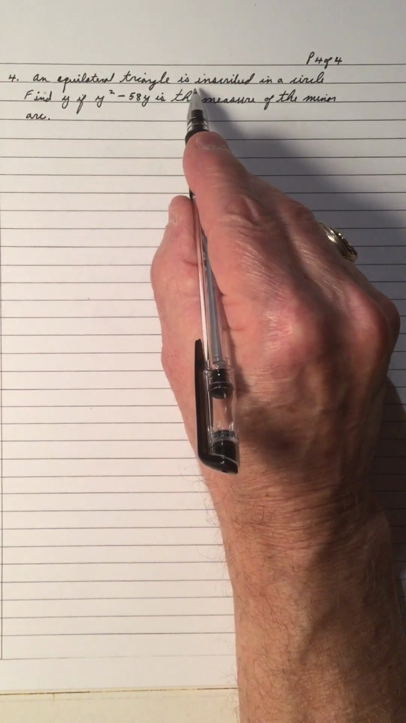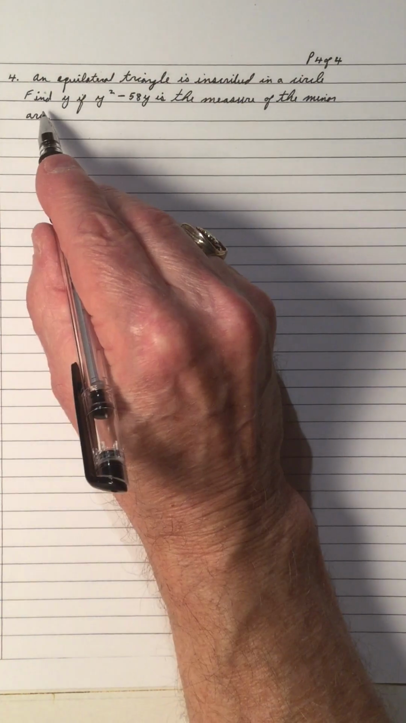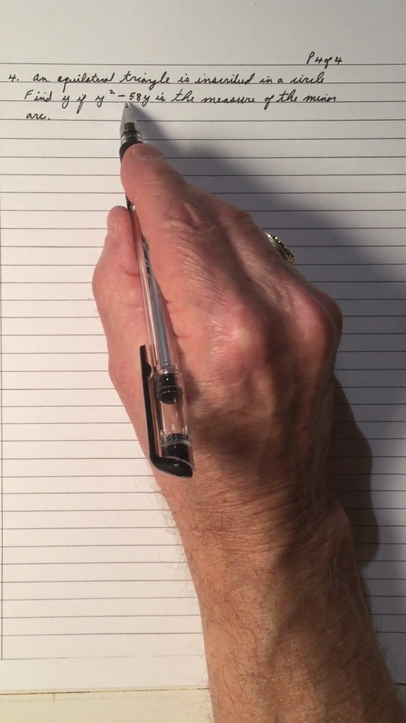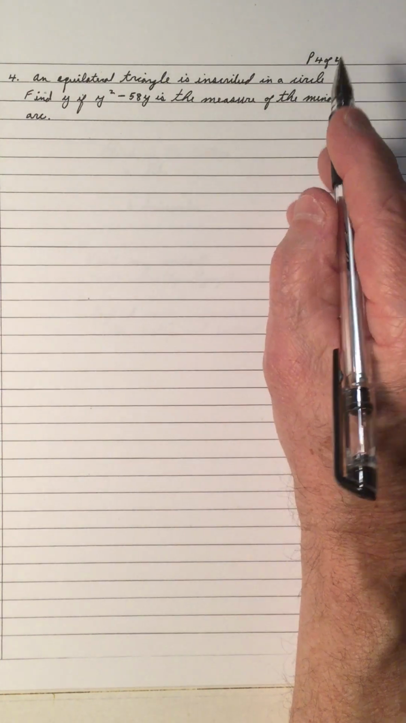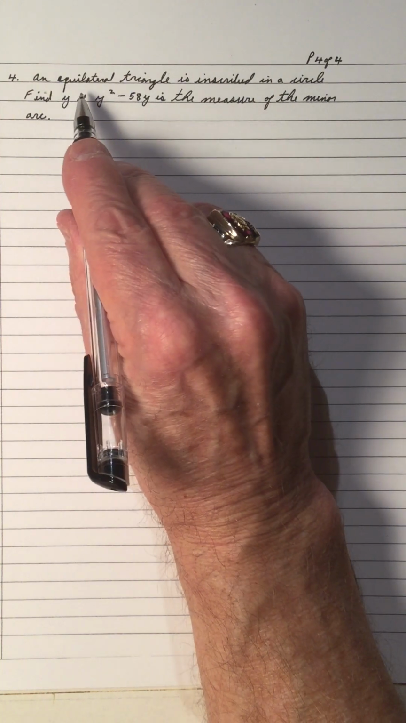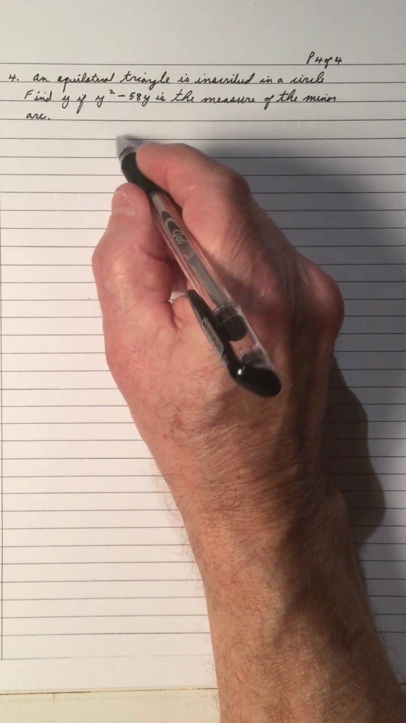And one more. Number 4. An equilateral triangle is inscribed in a circle. Find y if y squared minus 58y is the measure of the minor arc. So what we have is an equilateral triangle inscribed in a circle.